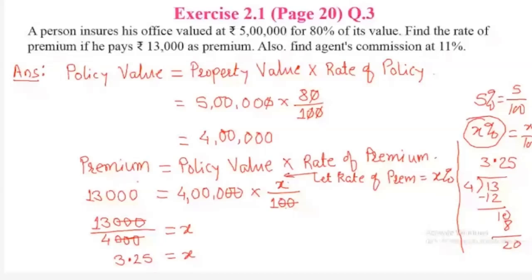अभी क्या चाहिए? कमीशन. कमीशन किस पे कैलकुलेट होता है? कमीशन इज कैलकुलेट ऑन व्हाट? कमीशन इज कैलकुलेट ऑन प्रीमियम. प्रीमियम पे कैलकुलेट होता है. तो कमीशन इज इक्वल टू प्रीमियम इनटू rate of what? Commission is equal to premium into rate of commission.